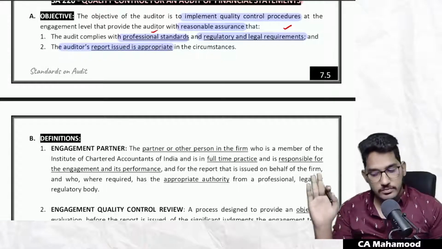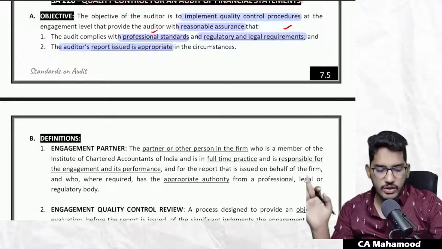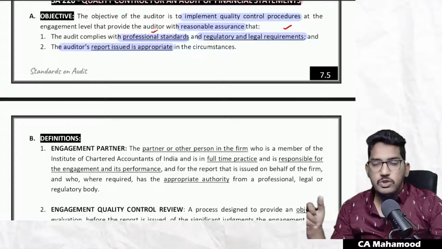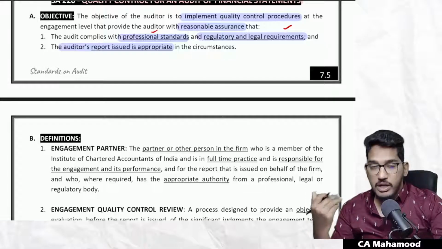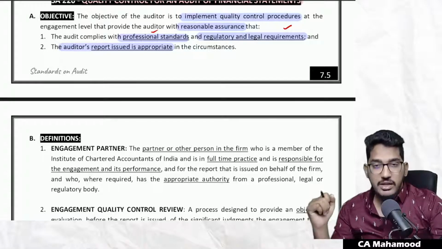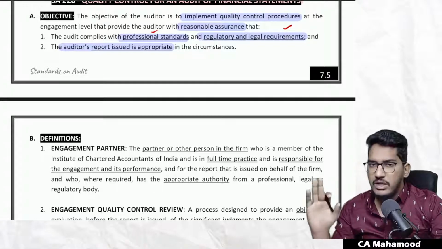appropriate. See, being a chartered accountant, once we do the audit, we have to be peaceful. It should not be like we have done the audit and we are continuously worried. We are having sleepless nights. I have done the audit of that entity, whether my opinion will be correct or not. Tomorrow, which regulatory authority will come and catch me? That worry you should not have.